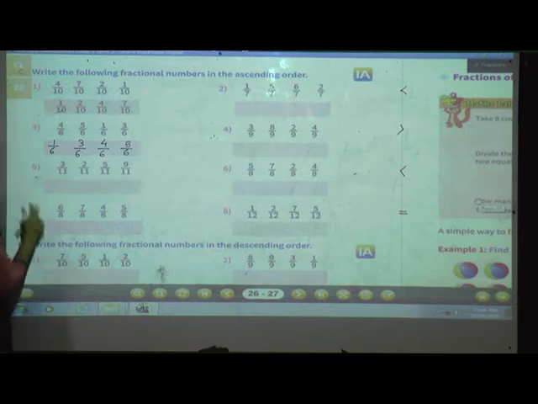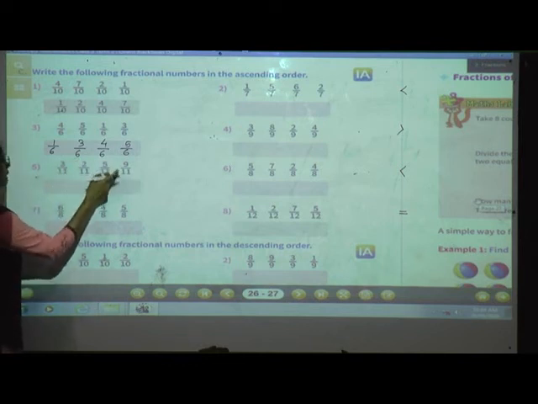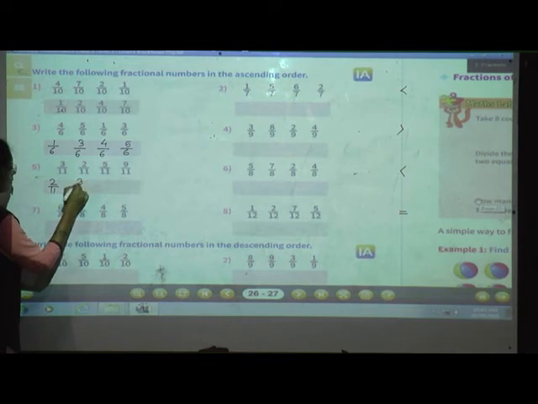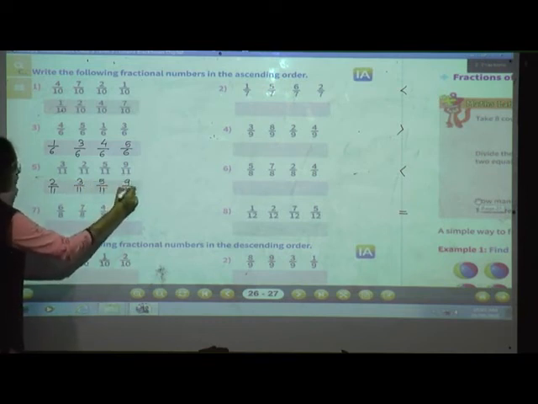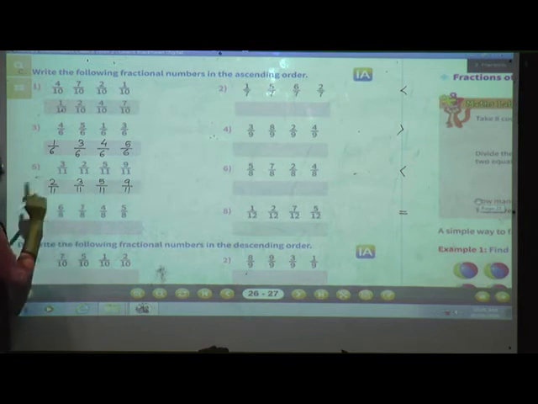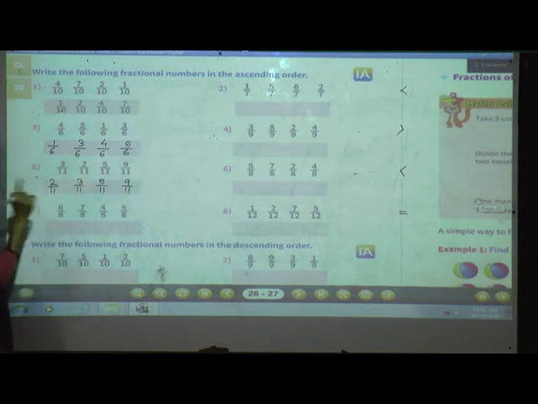Now see this fifth one. Here 3 by 11, 2 by 11, 5 by 11 and 9 by 11. Which one is smaller? Yes, 2 by 11. Then 3 by 11. Again 5 by 11 and the last 9 by 11. Okay, clear? Ascending means what? From smallest to biggest, and all are like fractions, so no need to see the denominator, only you have to see the numerator, and according to that you have to arrange the fractions.